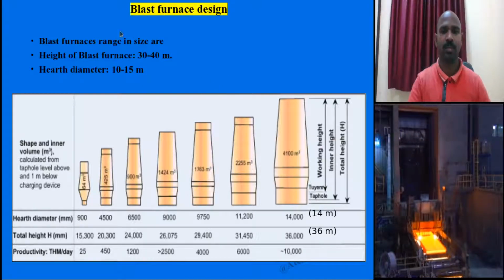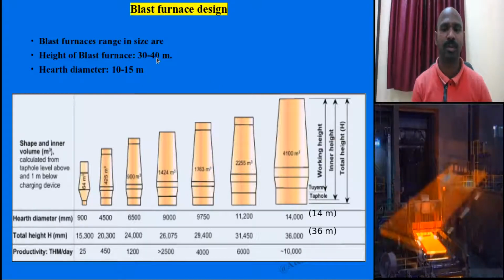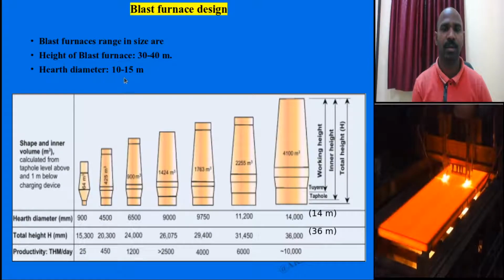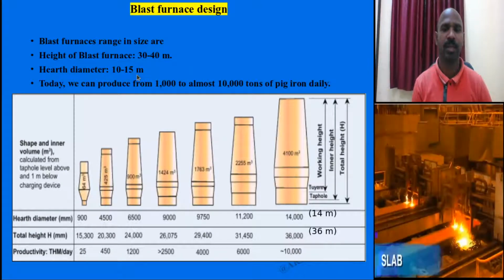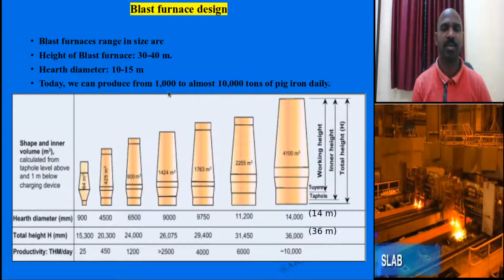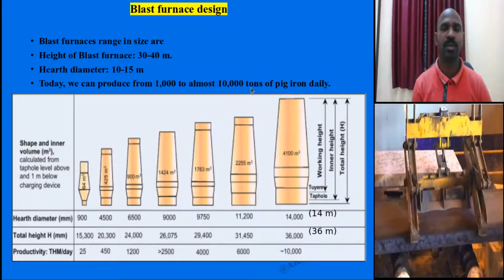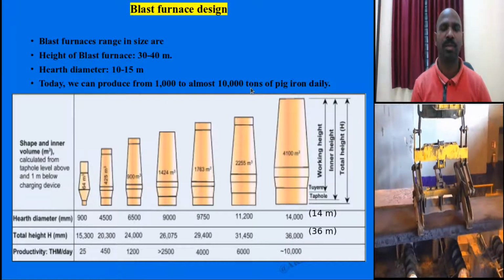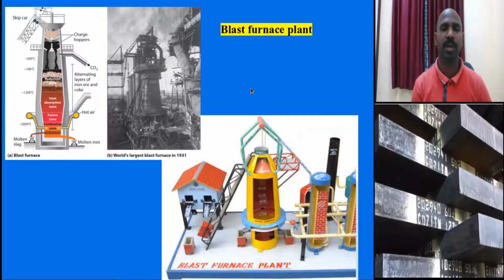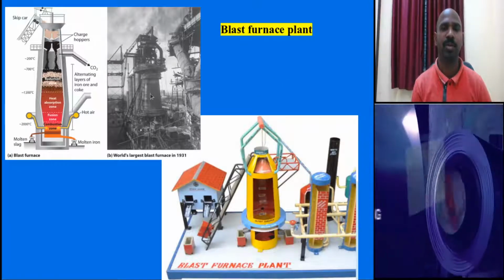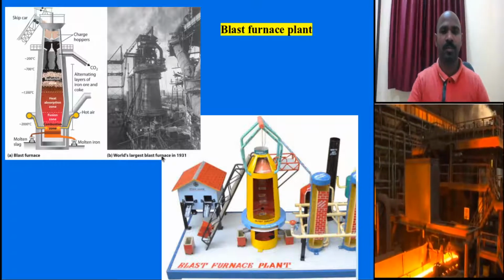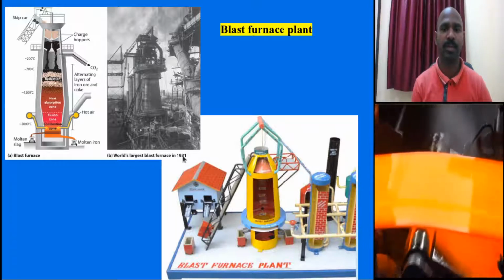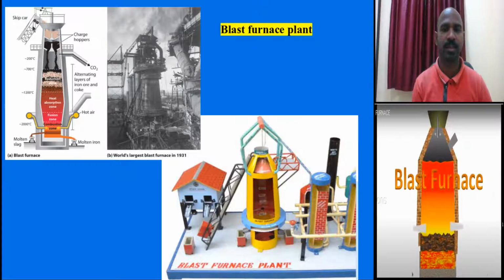Presently the blast furnace height can also be increased to 40 meters, varying from 15 meters, and the capacity varies to large capacities. 10,000 tons of pig iron can be produced in a day. This is the practical image of the blast furnace in Germany, the world's largest blast furnace, which was constructed in 1913. This is a more detailed blast furnace.